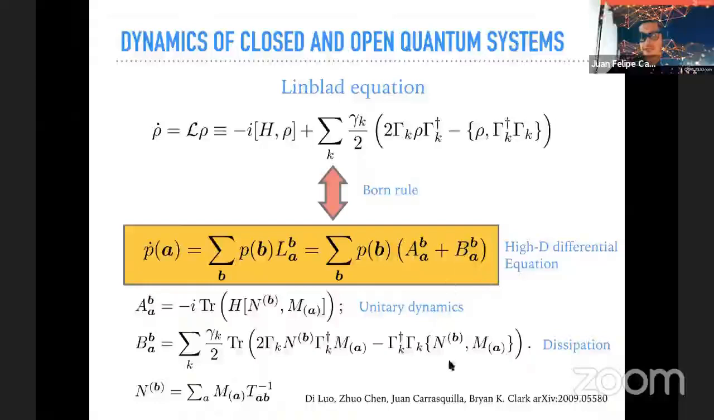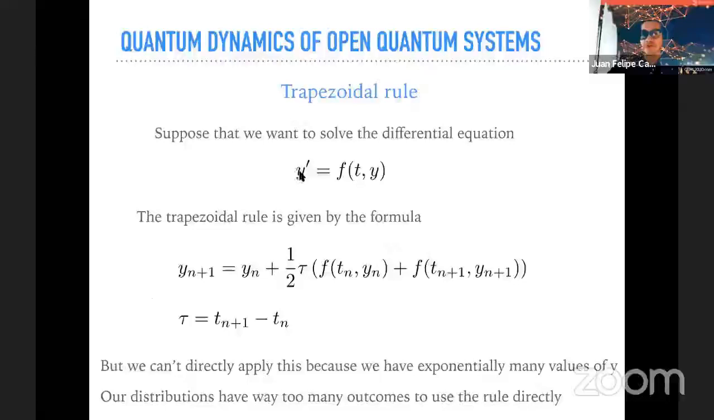And then we ask the question, can we fit models to time evolution of this distribution? We use the trapezoidal rule. In principle, you can take any differential equation solver and apply it, except that quantities are extremely big. There are exponentially many of them. So you cannot do this trapezoidal rule exactly on an exponential space. So we have to come up with ways to enforce this approximately.